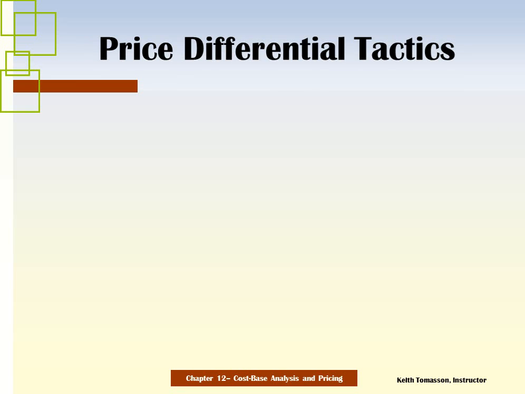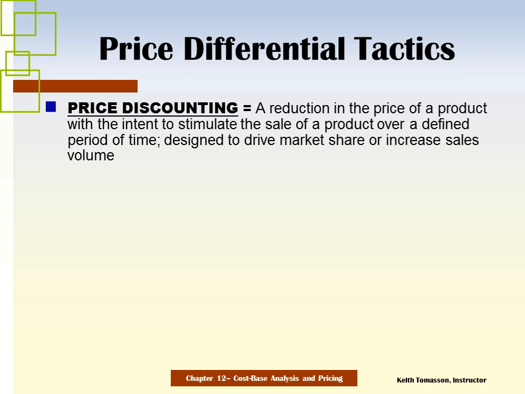So as we know, various retailers will often charge different prices for goods and services. Some of them might use a price discounting strategy where they will reduce the price of a product with the intent of increasing the volume of products being sold. So while the profit margin for an individual product might decrease, their overall profitability will increase because they make it up in volume. So they're trying to get a larger market share.